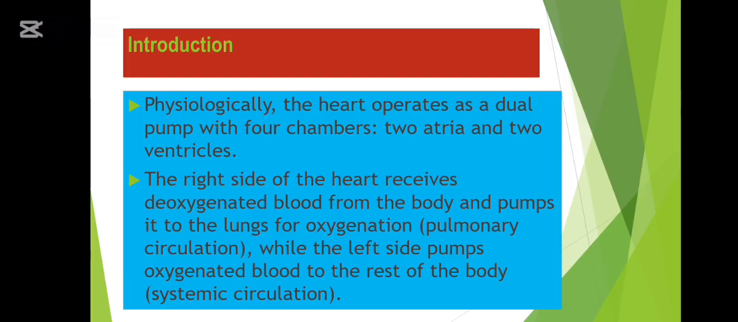Now, regarding the dual function of the heart, the right side of the heart receives what we call deoxygenated blood from the body. The heart can release blood in 2 conditions. One is that it can release oxygenated blood to the rest of the body, meaning blood is moving away from the heart. And then it is going to receive blood coming from the vena cava. We have the superior and inferior vena cava.